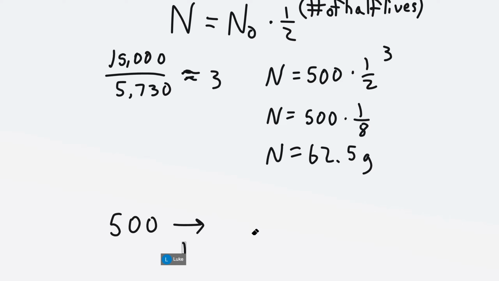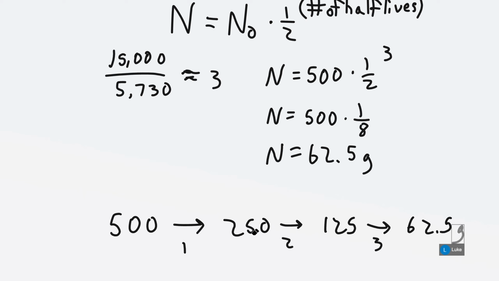So after the first half-life, we have 250 grams. After the second half-life, we have 125 grams. And then after the third half-life, we will have 62.5 grams left. So you can take this route or the route before with the equation to solve your half-life problems, and that's going to get you through the majority of half-life problems on the MCAT.